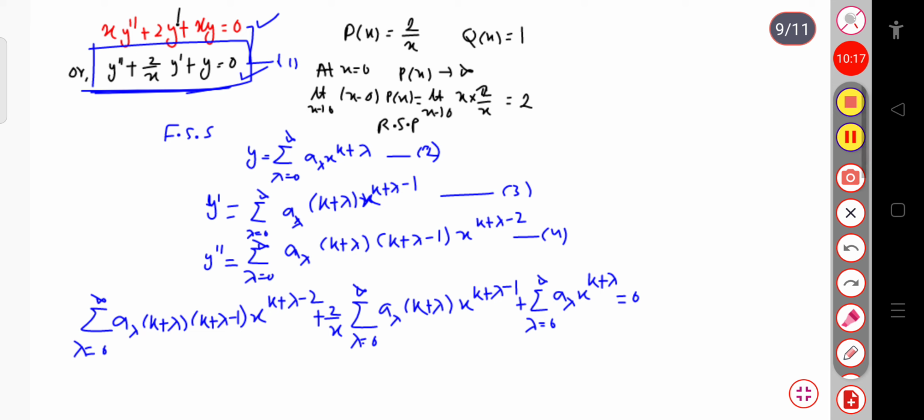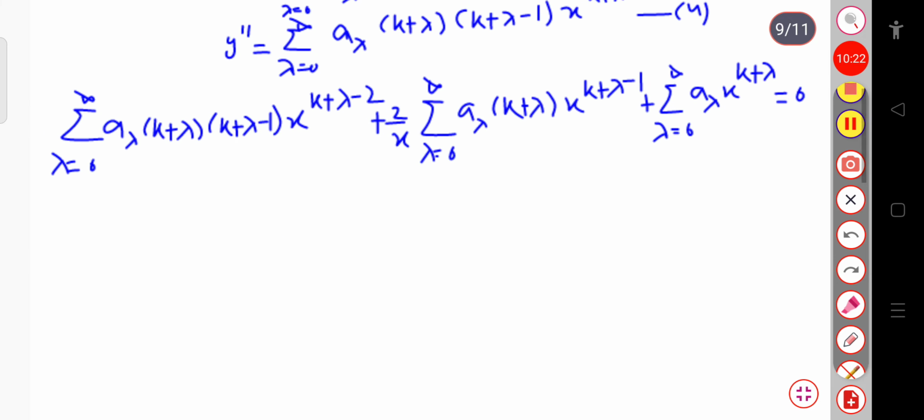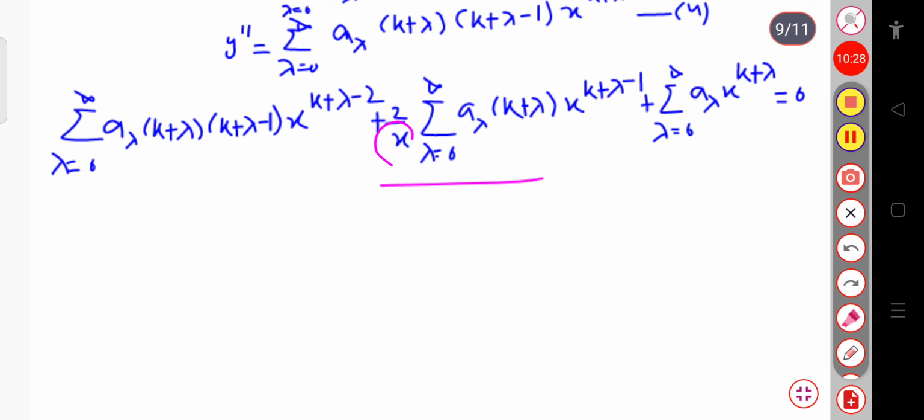Now I have to simplify this expression. You can see in the second term 2 by x is present, and here also x power k plus lambda minus 1 is present. So now if I take this 1 by x, which means x power minus 1, together with x power k plus lambda minus 1.